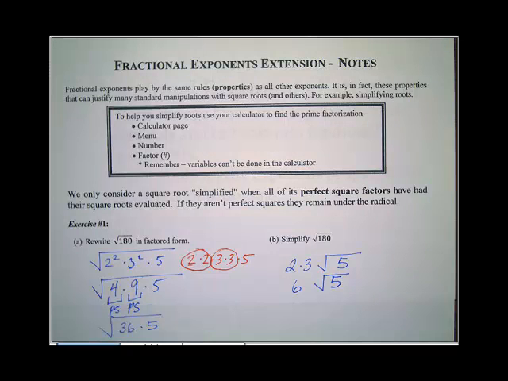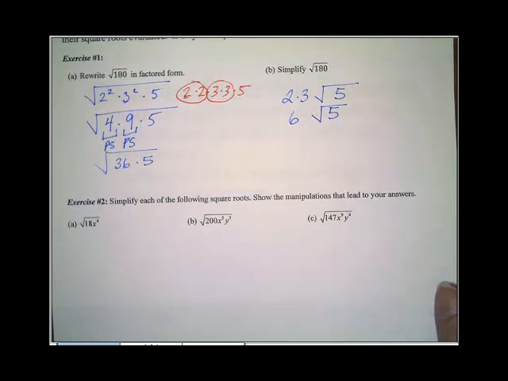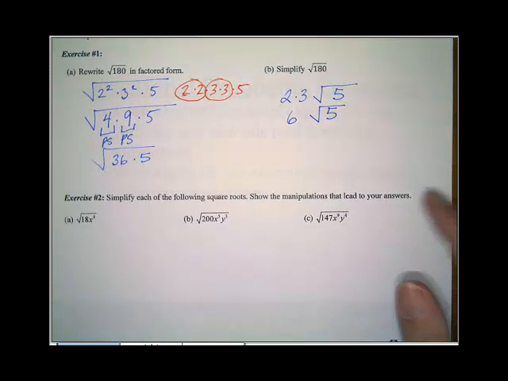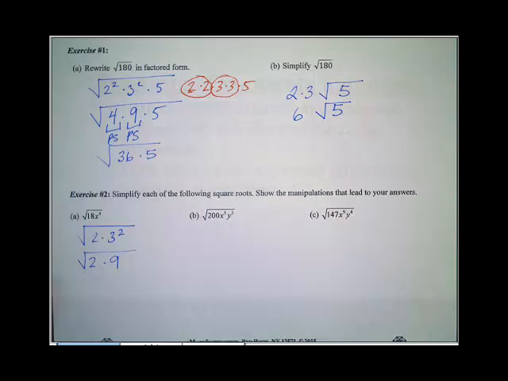So let's look at exercise 2 where there are some variables in these problems also. Again, all 3 of these exercises are square roots, so we're taking out groups of 2 or perfect squares. Go ahead and break down 18. If you're using your menu number factor, 18 is 2 times 3 squared. Well, 3 squared is 9, so 2 times 9. The square root of 9, a perfect square, is 3. So I have 3 square root of 2.